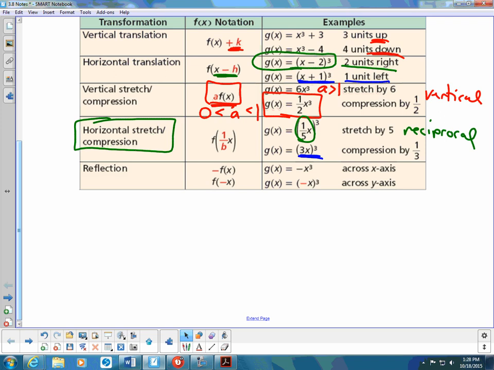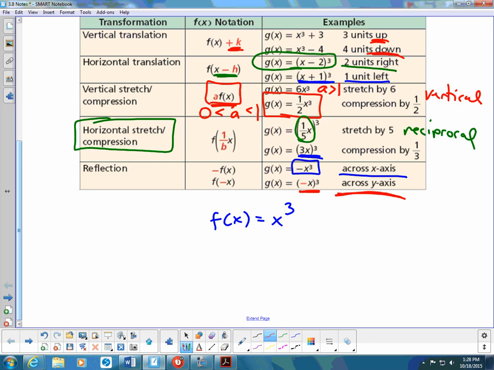And lastly, we have reflections. So if you have some function like f of x equaling x cubed, and you take the opposite of that function, the opposite of any function is going to be a reflection across the x-axis. But if you take negative x, wherever you see an x, and then you put it into the function, like (negative x) cubed, then that's going to be a reflection across the y-axis.